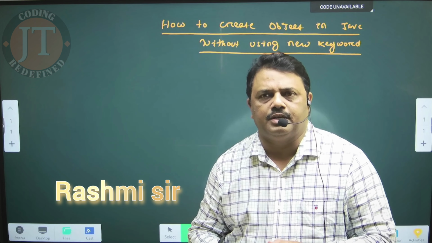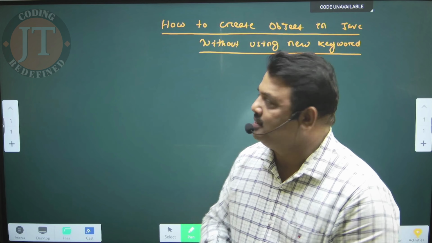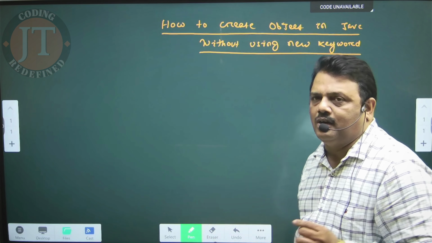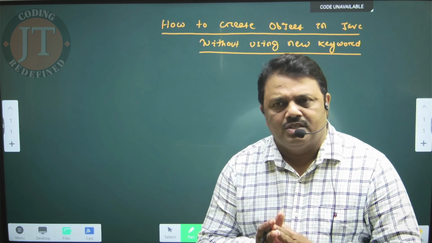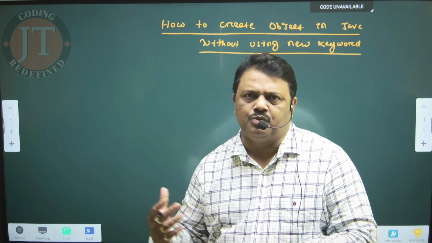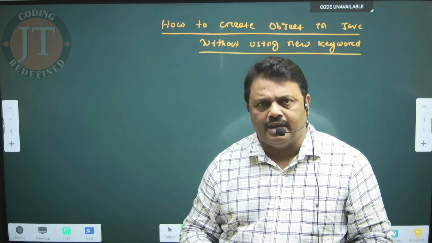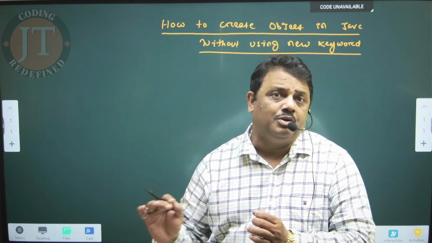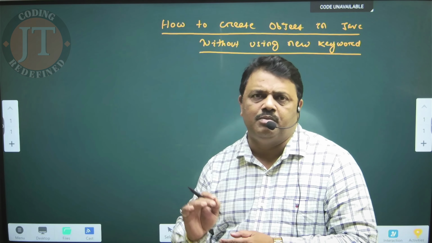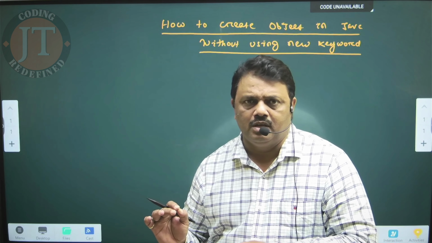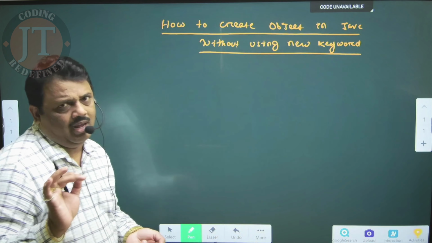Hi guys, today I enter into another topic, that is how we create an object in Java without a new keyword. There are different ways. Through object cloning I can do it, or I can create an object without a new keyword with the help of methods available in the Class class. In this case, I use two methods of Class simultaneously.